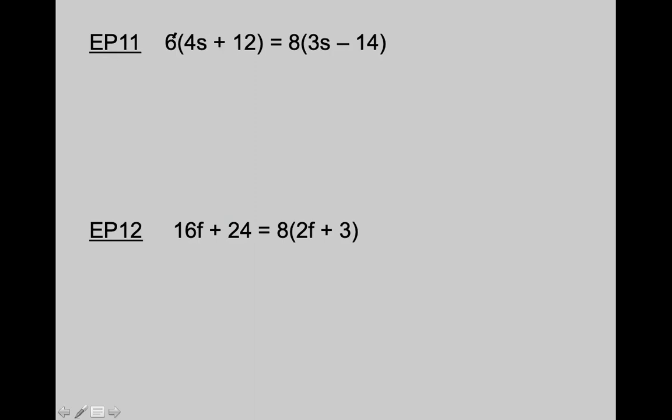On the left, I'm going to distribute 6. So 6 times 4s is 24s, and 6 times 12 is a positive 72. On the right side, I'm going to distribute 8. 8 times 3s is 24s, and 8 times negative 14 is a negative 112.